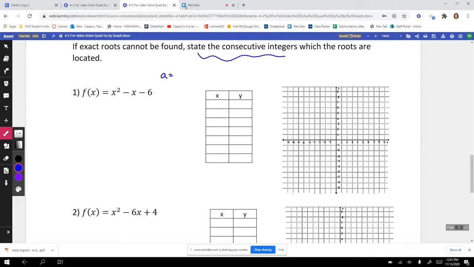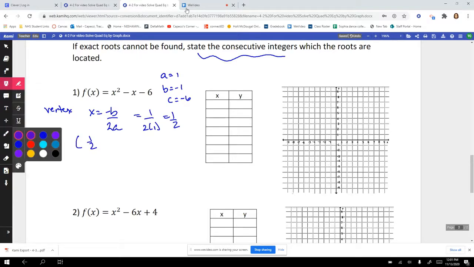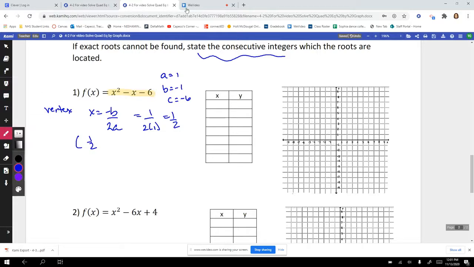We have a is equal to 1, b is equal to -1, c is equal to -6. So first I want to find my vertex. Remember, my x value is equal to -b over 2a. That gives me positive 1 over 2 times 1, which is 1/2. Now, to find the vertex, I need to substitute that 1/2 back into my original function to see what my y value is going to be. And in this case, it's -6.25. Okay, so you can make that 1/2 0.5 if you want.